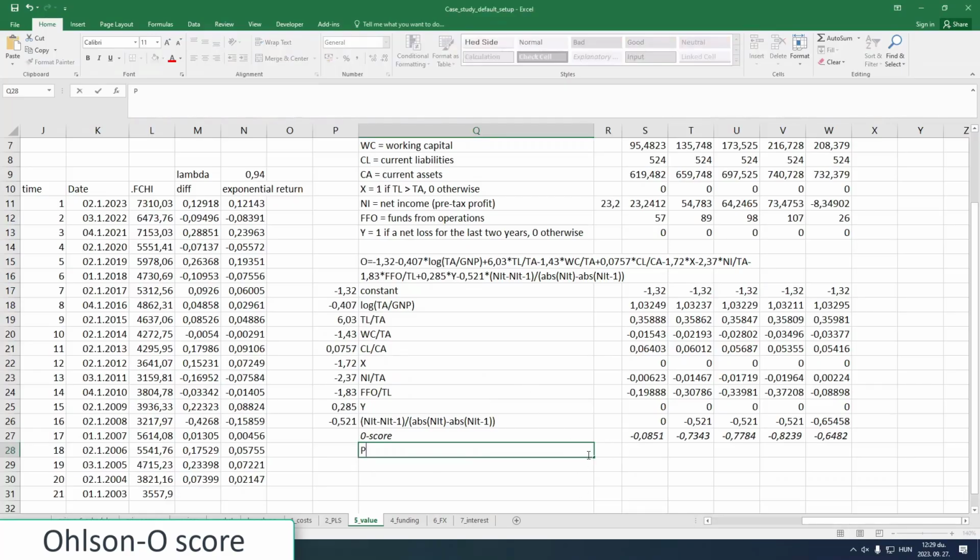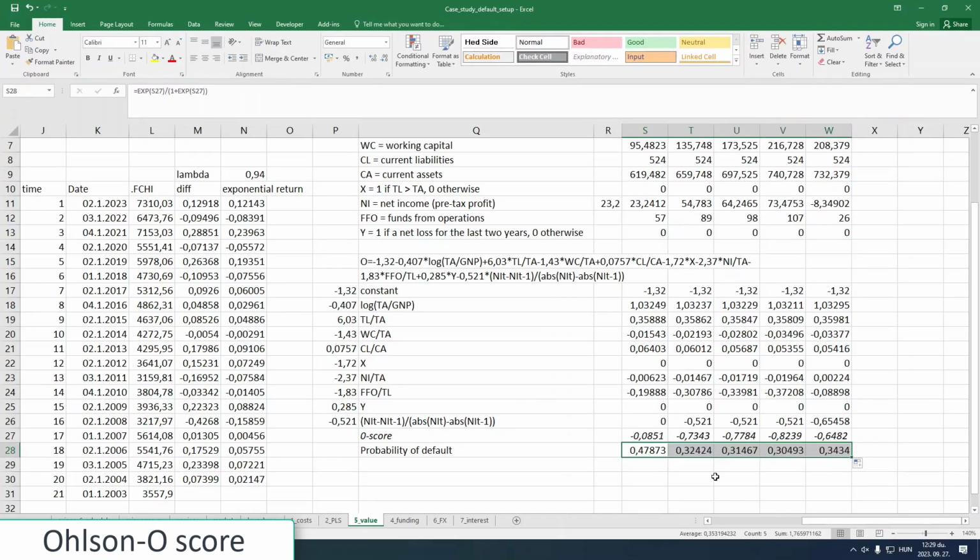So exp of the O-score divided by 1 plus exp of the O-score, formatted as a percentage.